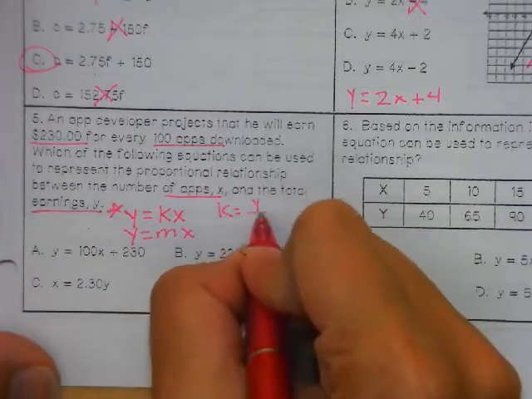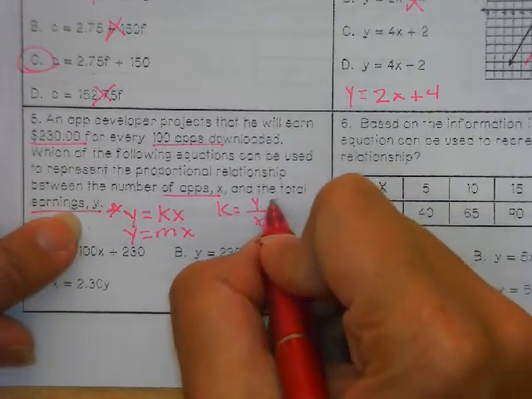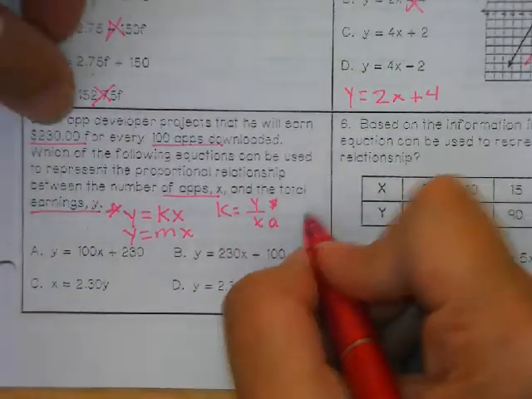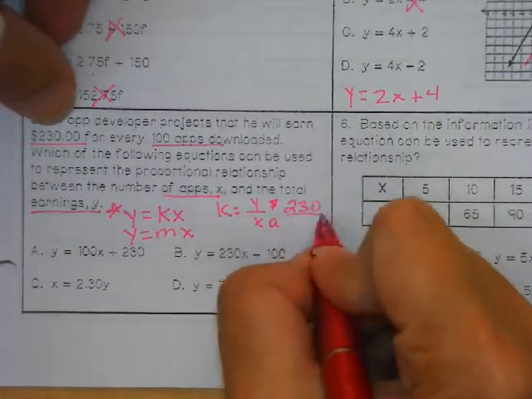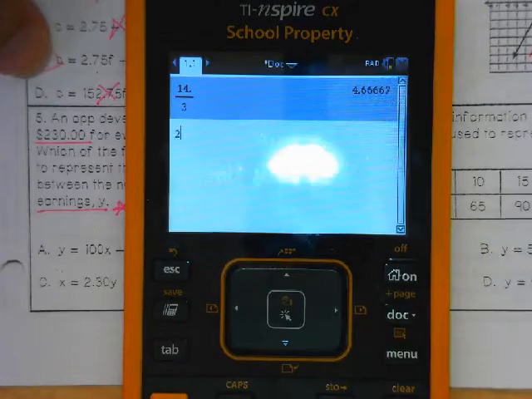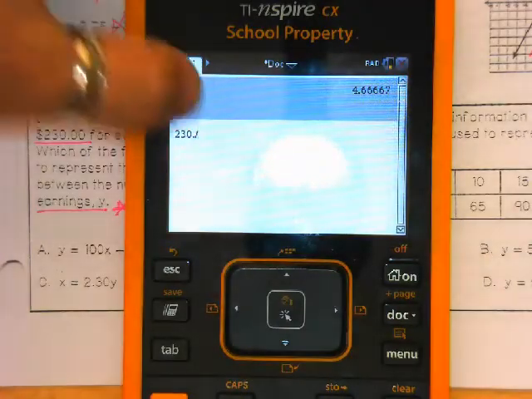k equals y over x, and y is earnings, and x is apps. So how much earnings did we have? 230 for 100 apps. 230. Don't forget your decimal.